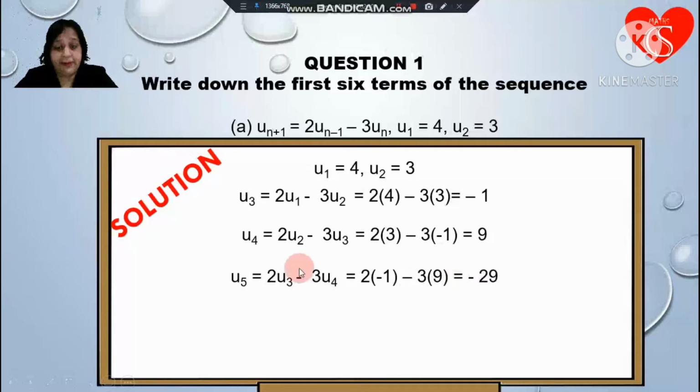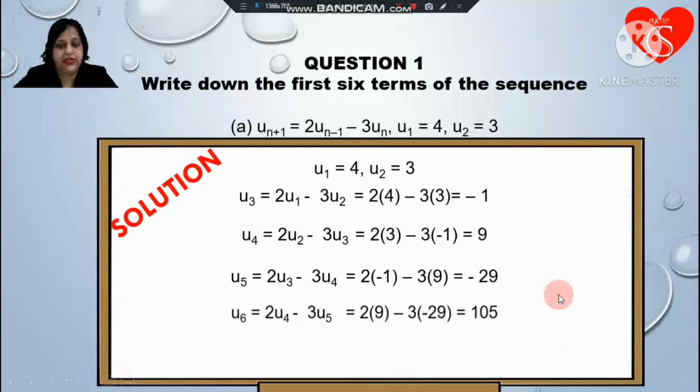We follow the same pattern for the next term, which is the fifth term. The fifth term is 4 plus 1, so the n we are referring to now is actually 4. So 2 multiplied by the 4 minus 1 term, that means the third term, and the n term here is the fourth term. We follow the same way of doing it: 2 multiplied by the third term, so in the place of the third term we put in its value, and in the place of the fourth term we put in its value. After calculation, you'll obtain that the fifth term is negative 29.